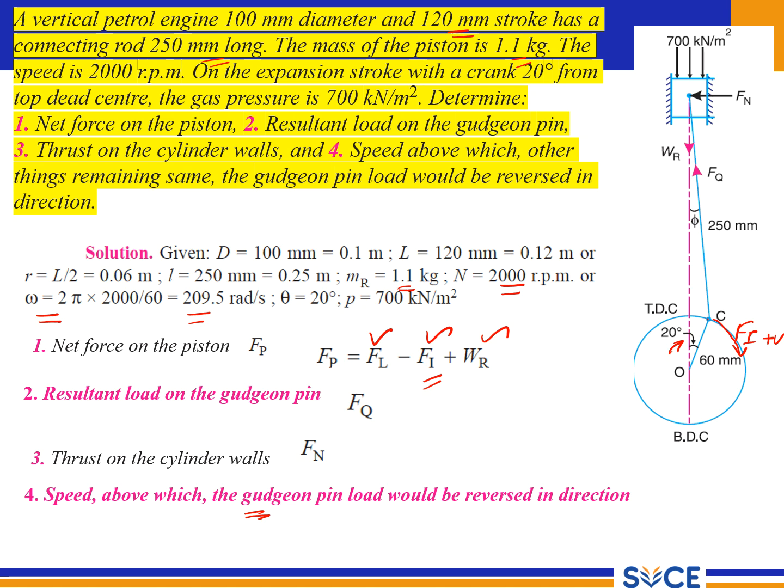That means in most cases when the inertia force is negative, the gudgeon pin will be reversed in direction. So we substitute that and get the speed at which the gudgeon pin is reversing its direction. So the next thing we solve.